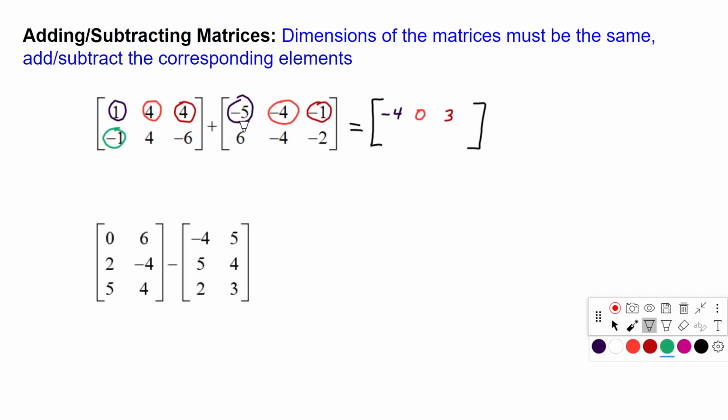Bottom row, first element, negative 1 plus 6 is 5. Bottom row, second element, we have negative 4 plus negative 4 again, which is 0. And then we have our last element, bottom row, third element, negative 6 plus negative 2 is negative 8. And this is our answer. This is how we add matrices.